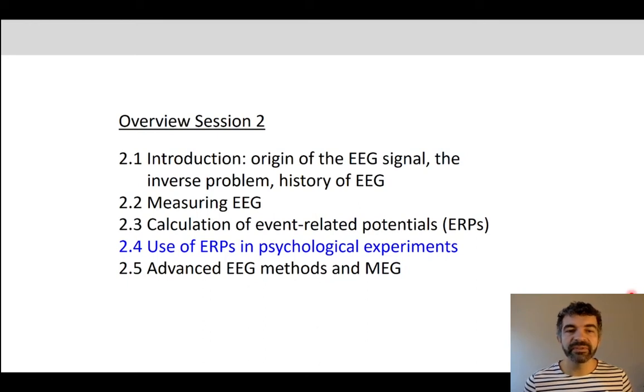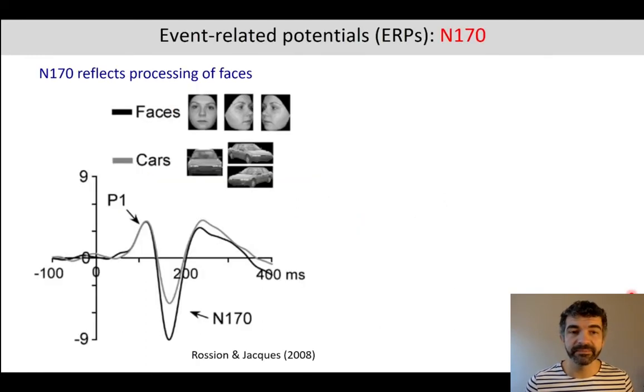Okay, after we've learned how ERPs are calculated, I would like to show you a few examples of how ERPs were used in actual psychological experiments. For example, in this study by Roncion and Jacques, there were faces and cars presented to participants, and they had to indicate whether the object was facing to the right or to the left.